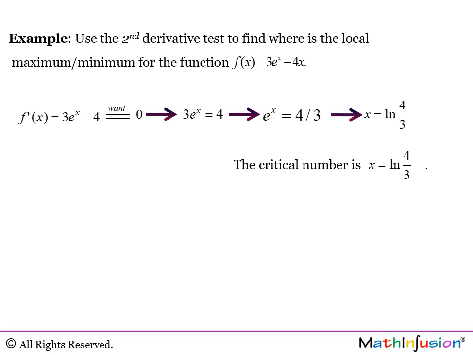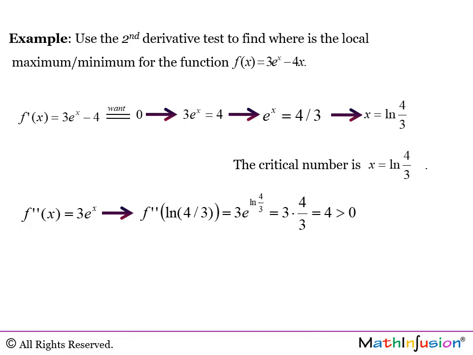Now we have to differentiate the function again to find the second derivative. It is 3e to the x. Now we need to substitute the critical number and find out what is the value of the second derivative when x equals ln of 4 over 3. It is 3 times e to the power of ln 4 over 3. E to the power of ln 4 over 3 is just 4 over 3, and we get 3 times 4 over 3, which is 4. It is a positive number, so we can conclude that f has a local minimum at x equals ln of 4 over 3.